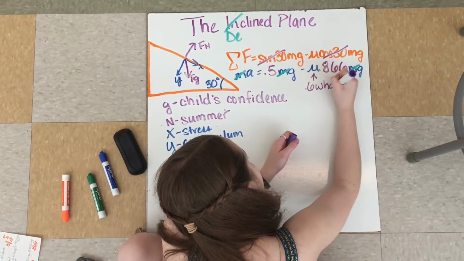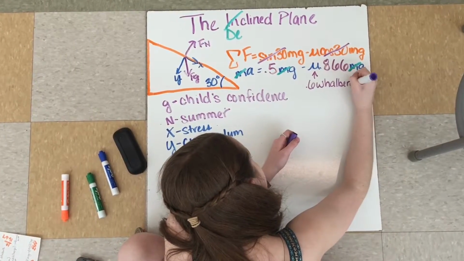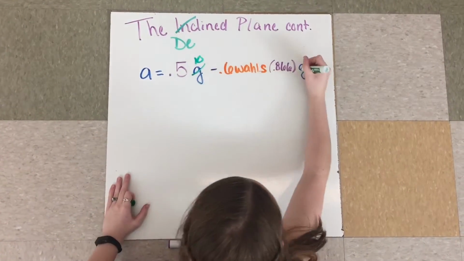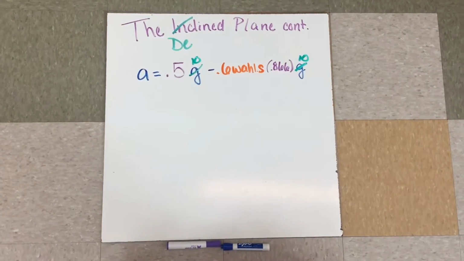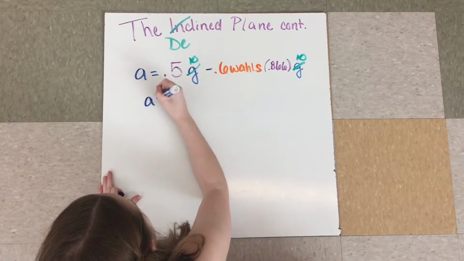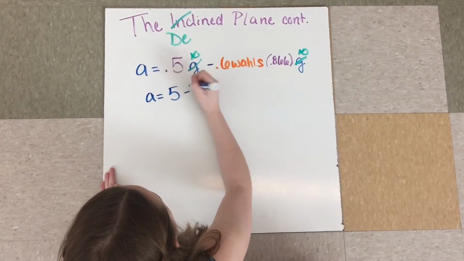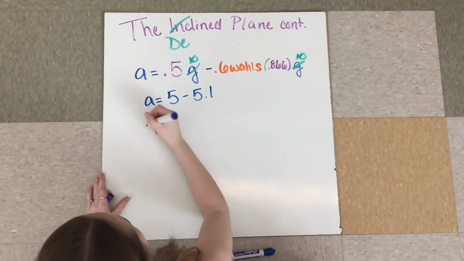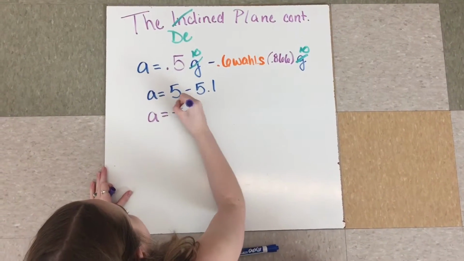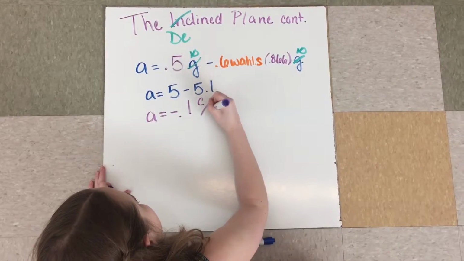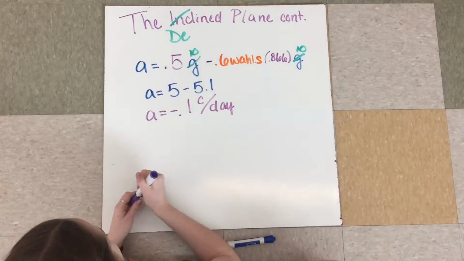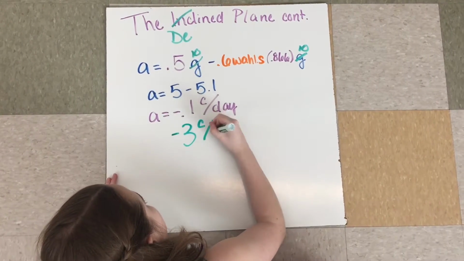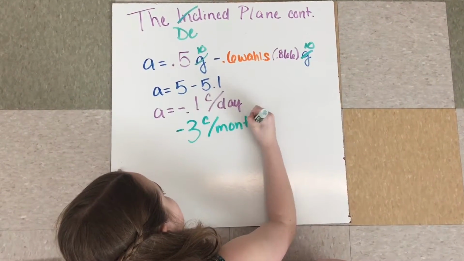And we substitute 0.6 Wahlbergs in for mu. Finally, we have an equation of a equals 0.5g, which is equal to 10, as found in a recent study, minus 0.6 Wahlbergs times 0.866 times 10. This gives us 5 minus 5.1 equals a, giving us a final answer of a equals -1 confidence lost per day. Overall, that gives us -3 confidence per month lost.